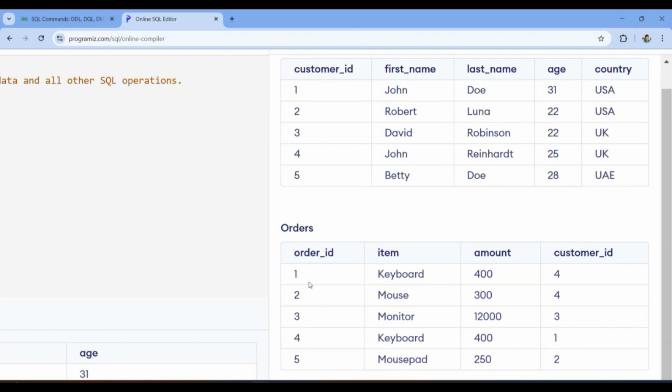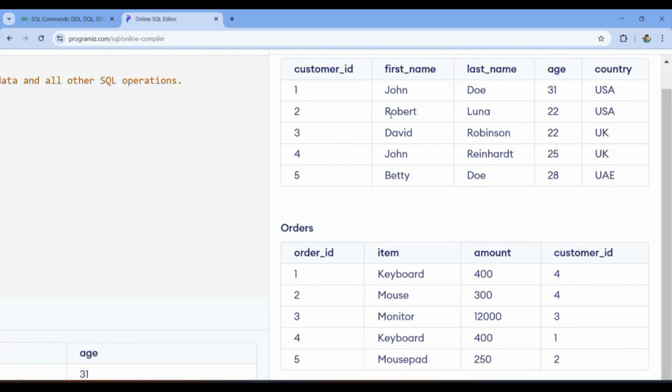SQL will join on any column, whichever you say. SQL is not smart enough. You should be smart enough to understand which are the two columns which should be the same. This customer ID is the same as this customer ID. That means there was this order ID 1, keyboard was bought, the amount of that keyboard was 400. The customer who bought that keyboard has customer ID 4. Okay, if I ask you who bought mousepad, mousepad was bought by customer ID 2, and customer ID 2 is Robert Luna.